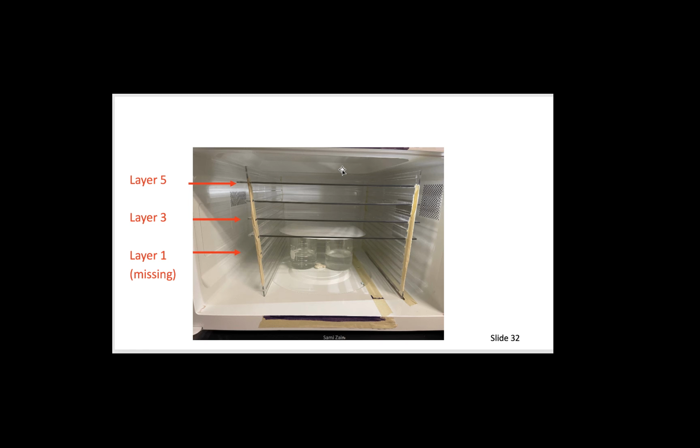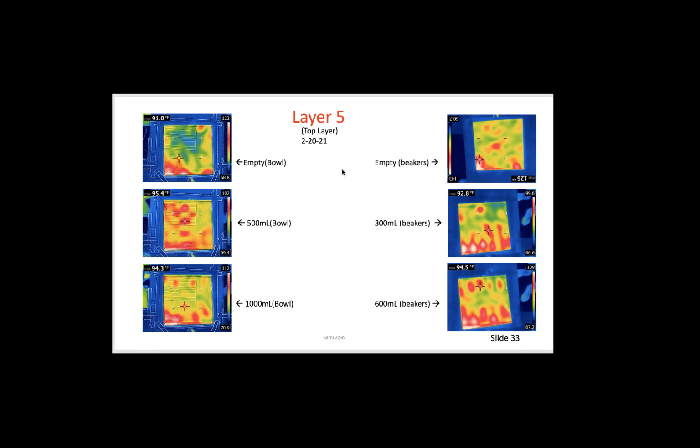It is worth pointing out here that because the beakers were taller than the glass bowl, we could not use layer 1 for this analysis. Please turn to slide 33. These are the patterns we observed for the top layer when we were using bowls and the beakers with different quantities of water. I would like you to note that most of these patterns appear to be very similar with the hotspots, the red areas, appearing around the same regions.